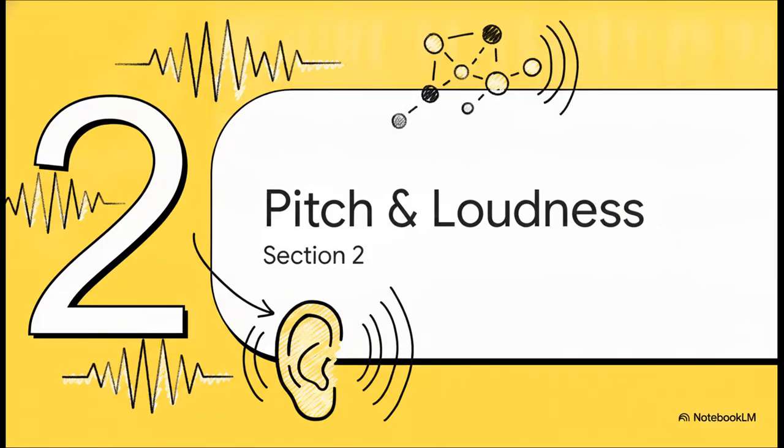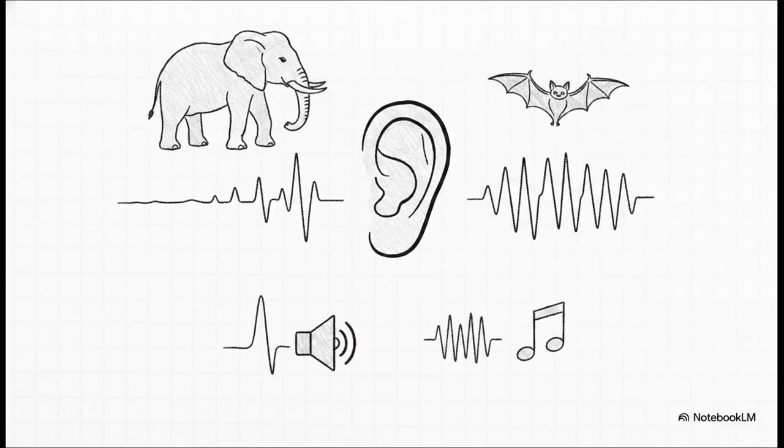Moving right along to Section 2, pitch, loudness, and hearing. The human ear is a genuinely amazing organ, but it does have its limits. Our audible range sits between roughly 20 Hz and 20,000 Hz. But how do the actual physical properties of a wave translate into what you and I hear? Well, the maximum displacement of the particles, which is the amplitude, determines loudness.